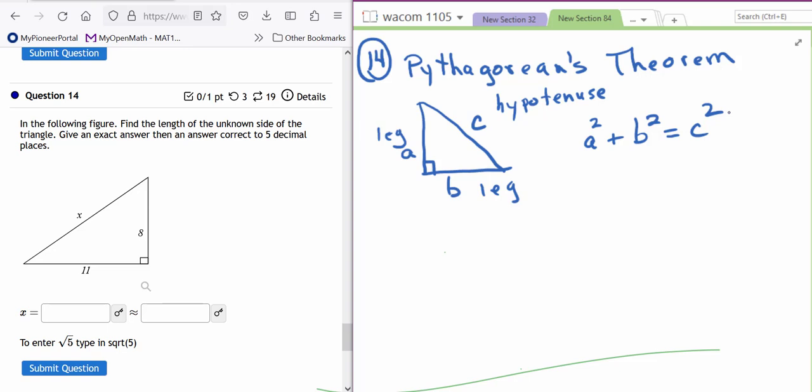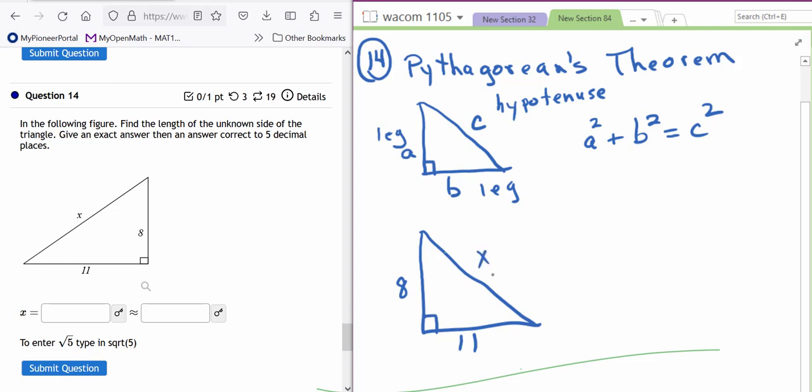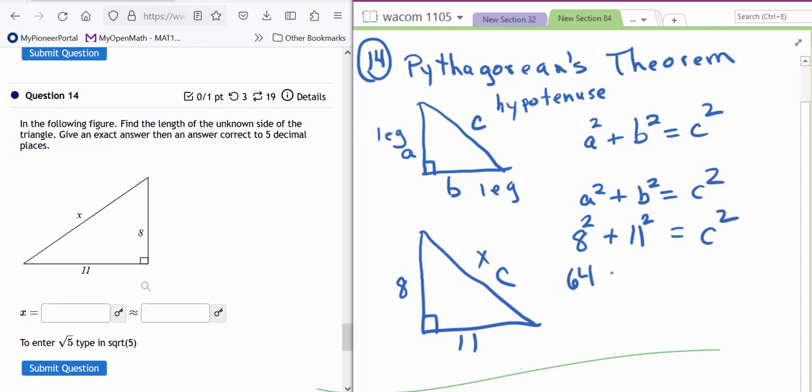And so for our triangle, I'm just going to flip it over. So I'm going to flip it this way. This one is 11, and this one is 8, and it is the hypotenuse that we don't know. So it's the C that we don't know. I'm going to relabel it. And so I would write the formula, A squared plus B squared equals C squared. These are A and B. So I have 8 squared plus 11 squared equals C squared. 8 squared is 64. 11 squared is 121.